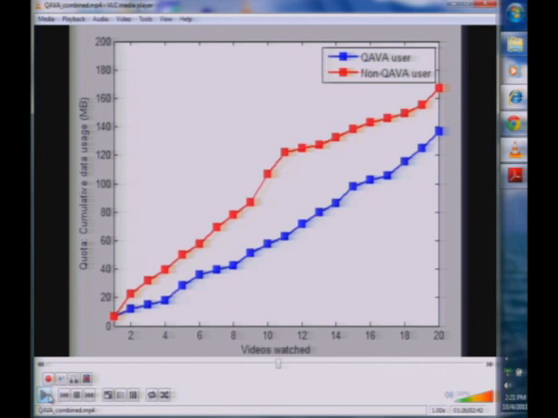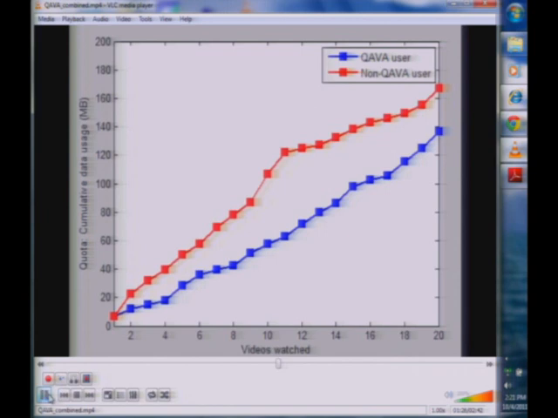And the left-hand side is the quota. So for the non-QAVA user, I think the quota in this case was about 140 megabytes per user. So it's overshooting the quota at this point, whereas QAVA is trying to be within the quota until all the videos are being watched.